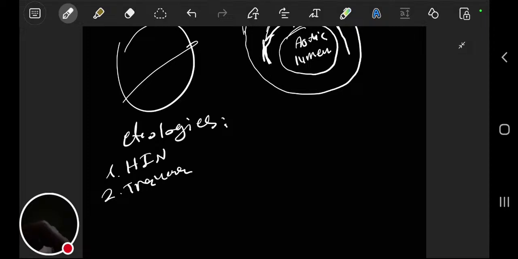Now, when we're talking about how to approach the treatment, it's very similar to dissection, in regard to ascending versus descending aorta involvement.